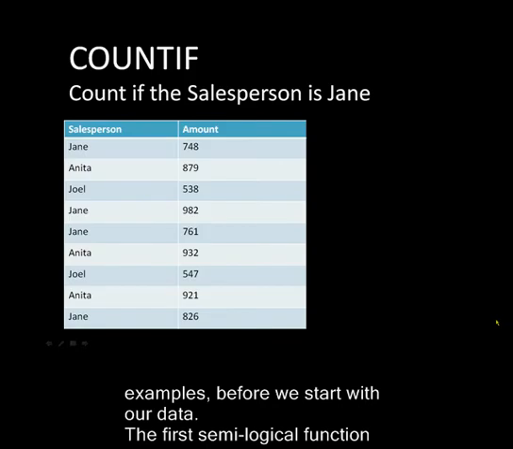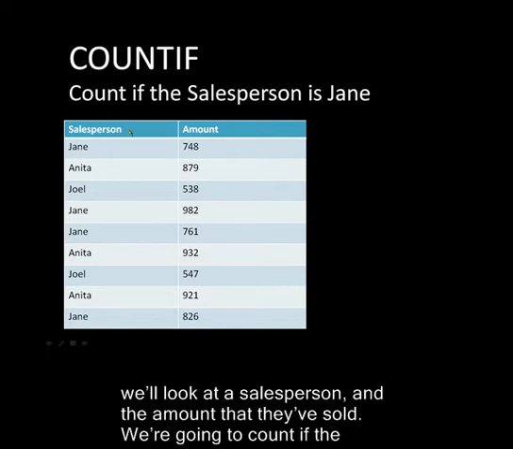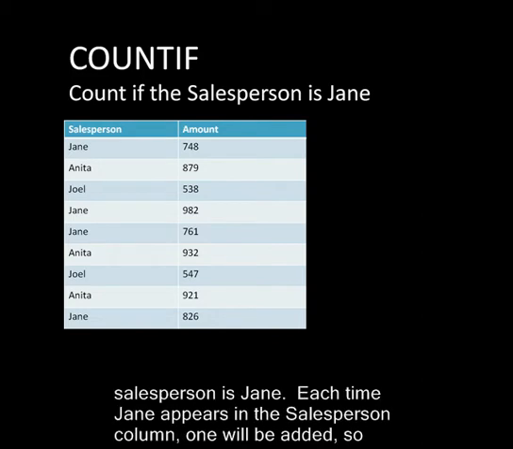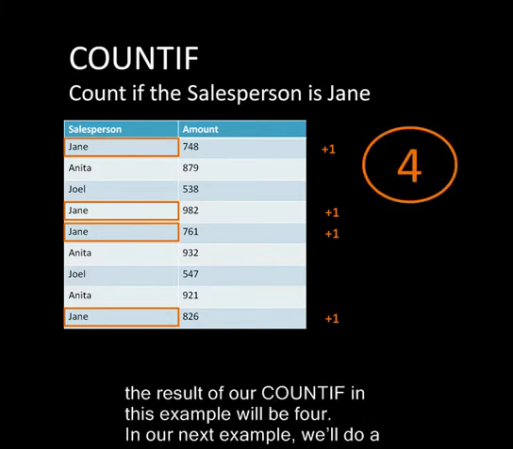The first semi-logical function we will do is a COUNTIF. A COUNTIF will count a cell if it meets a criteria. In this case, we'll look at a salesperson and the amount that they've sold. We're going to count if the salesperson is Jane. Each time Jane appears in the salesperson column, 1 will be added. So the result of our COUNTIF in this example would be 4.